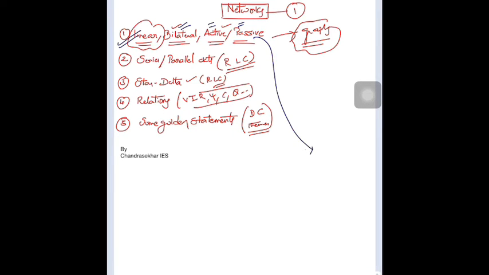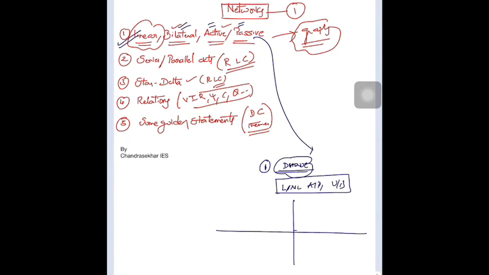I will give one small example test. Please mention the answer in the comment section. The characteristic of a diode. We all know the characteristic of a diode, whether it is linear or non-linear, active or passive, unilateral or bilateral. For your sake, I will draw the characteristics. It is like this, cutoff point, and like this. So comment the answer in the comment section.